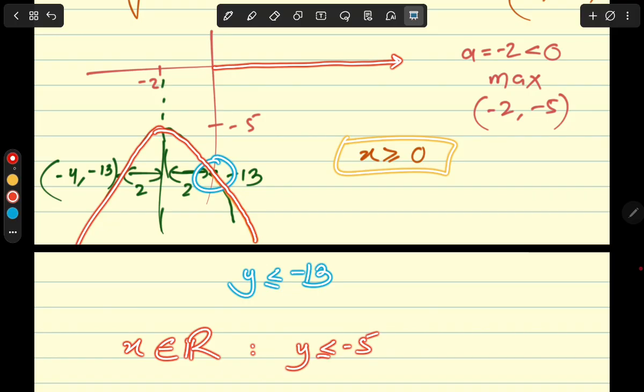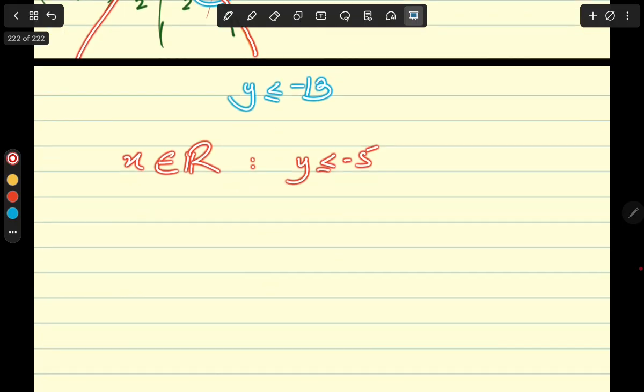However, in the case where I restricted my domain to x greater than or equal to 0, which was just this part, then the function that we are going to consider is this one, which on the y values is going to produce a range of less than or equal to minus 13. Now, before I close this lecture, I'm going to do one exam style question.